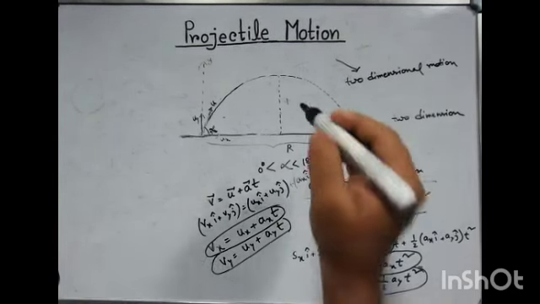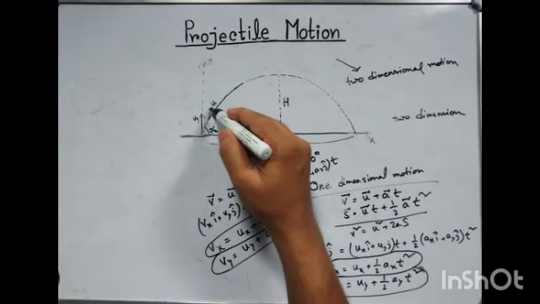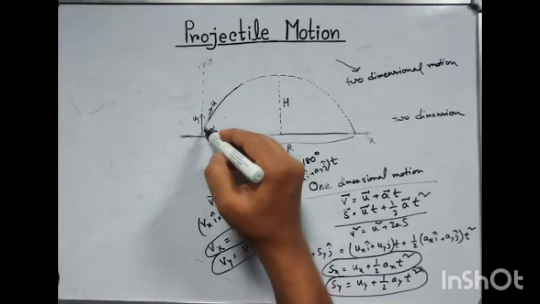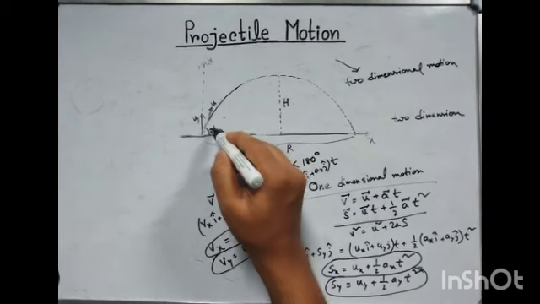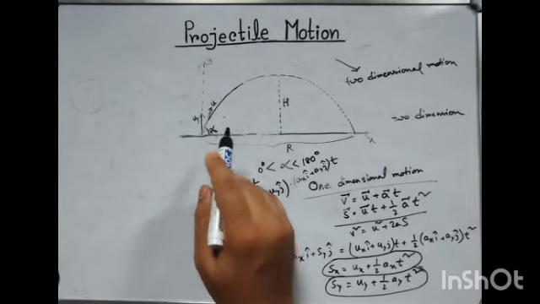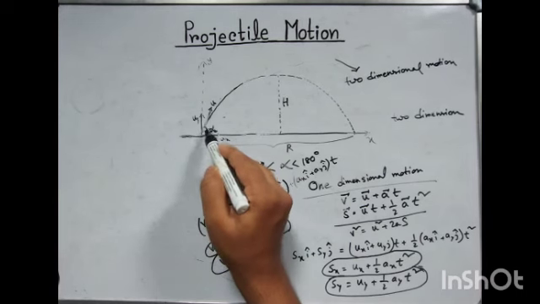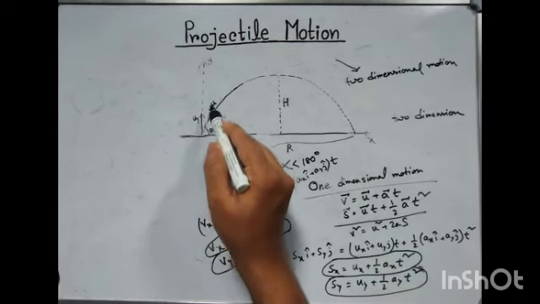Now suppose if I throw the ball with u speed and with angle alpha, this angle alpha is with the horizontal x-axis. Okay, this angle will be measured from the horizontal axis.